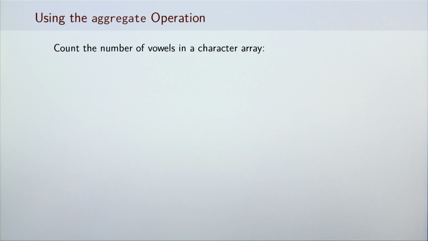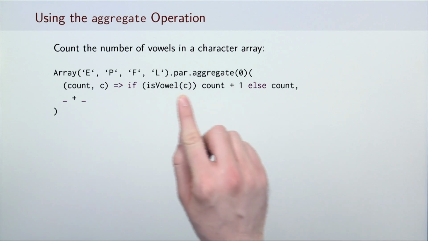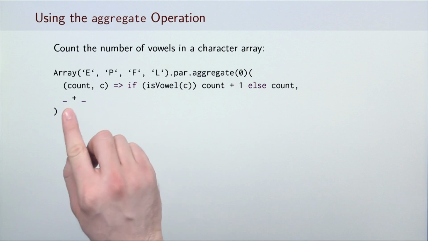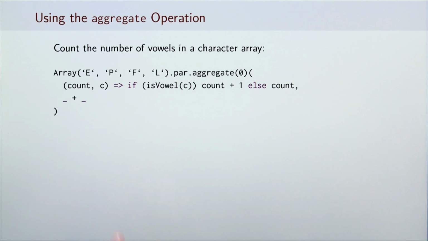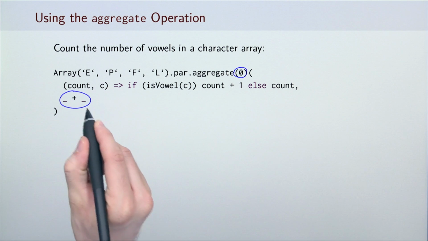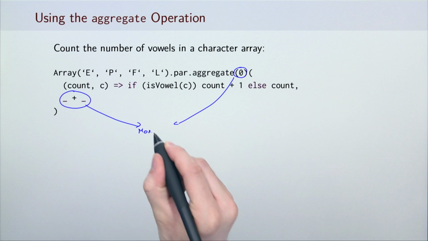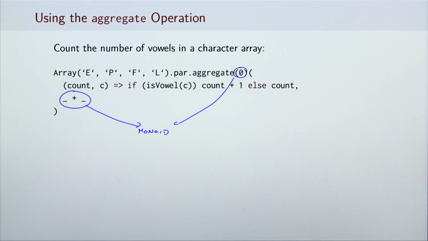Let's use aggregate to count the number of vowels in a character array. We can now provide the neutral element 0, the operator that we have seen earlier, and the parallel reduction operator, which is in this case just addition. Again, the parallel reduction operator and the neutral element should form a monoid. The aggregate operation is very general. Many other parallel collection operations can be expressed in terms of aggregate.